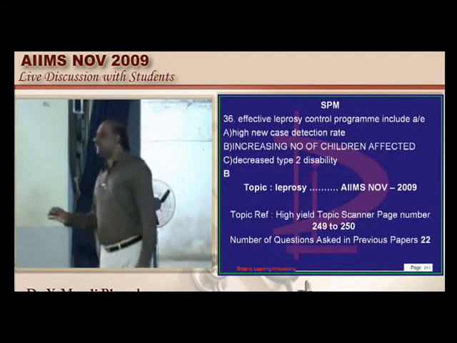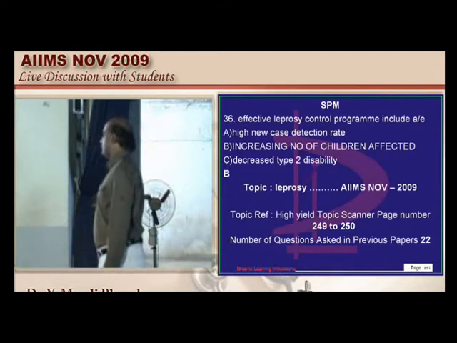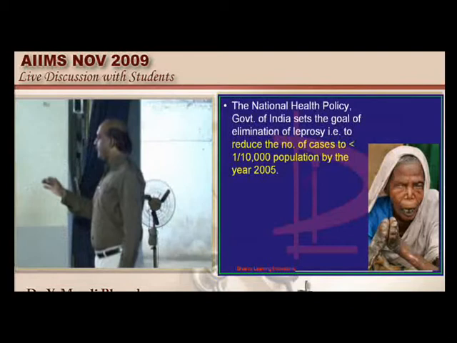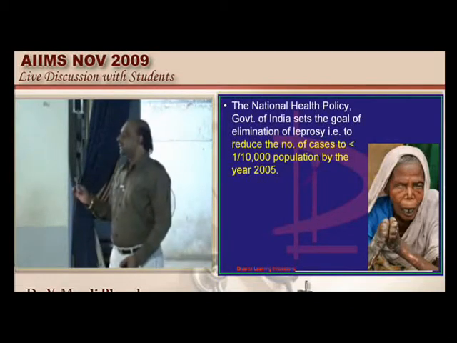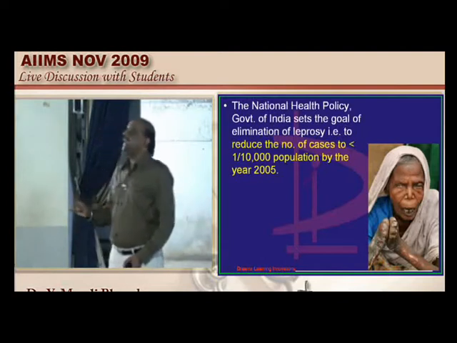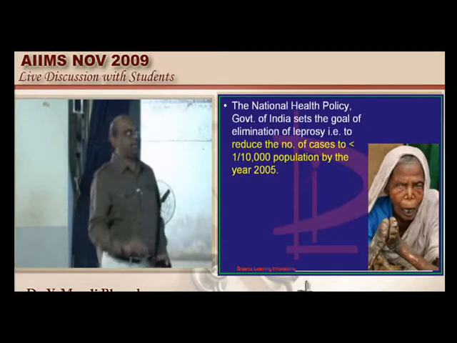So what is the goal of the National Leprosy Eradication Program, doctor? To decrease the prevalence of leprosy to less than 1 per 10,000 population is the goal of the National Leprosy Eradication Program, is what need to be remembered.